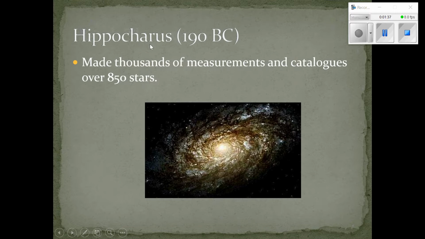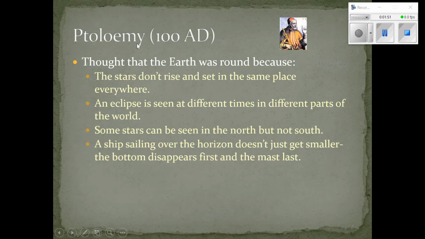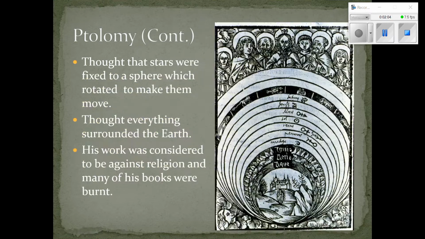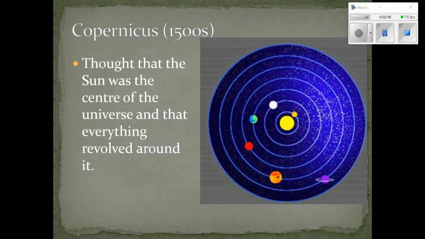And then you had Hipparchus, who made measurements and catalogues of over 850 stars, and that was 190 BC, so about 2,190 years ago. Okay, so what I would like you to do is keep going through these times. AD means Anno Domini, which is after the year naught. So we're getting more and more into the future now. Move through the times and add a few details to your timeline about how the ideas of astronomy changed.